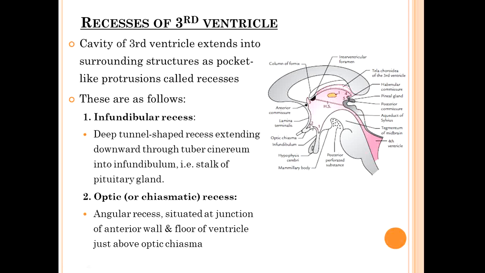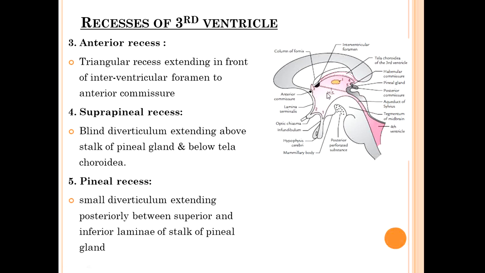Then another one is the optic or chiasmatic recess. That is an angular recess situated at the junction of the anterior wall and floor of the ventricle, just above the optic chiasma here. The next one is the anterior recess. It is a triangular recess extending in front of the interventricular foramen to the anterior commissure. This is the location of the anterior recess. Then there is the suprapineal recess here, the fourth one. It is a blind diverticulum extending above the stalk of the pineal gland and below the tela choroidea here.